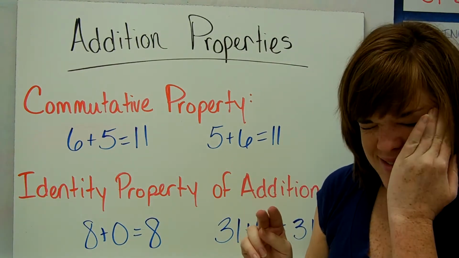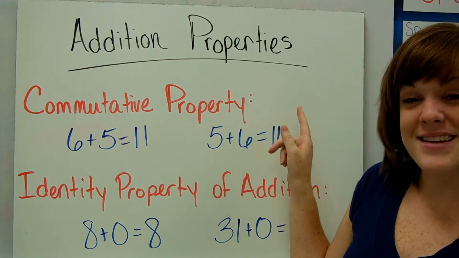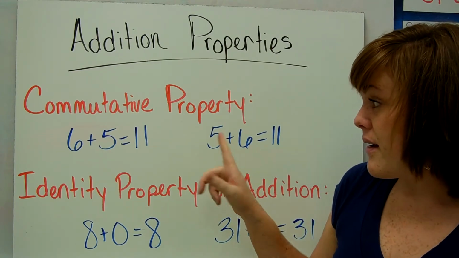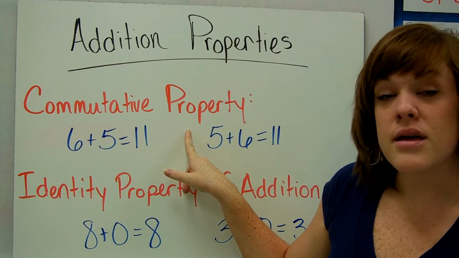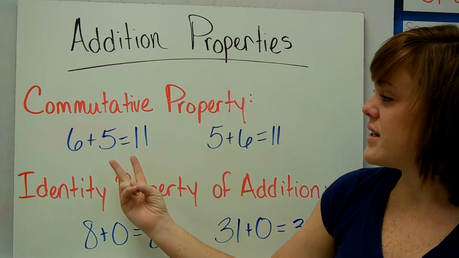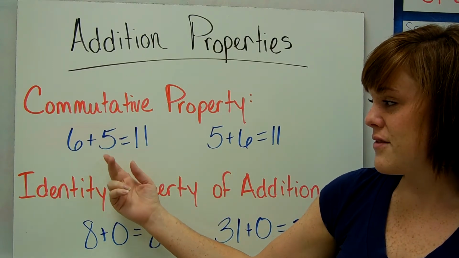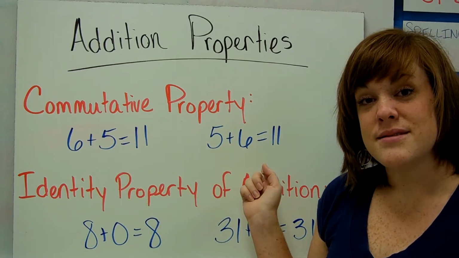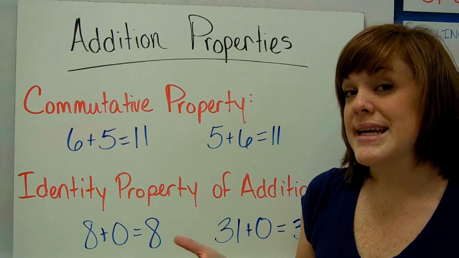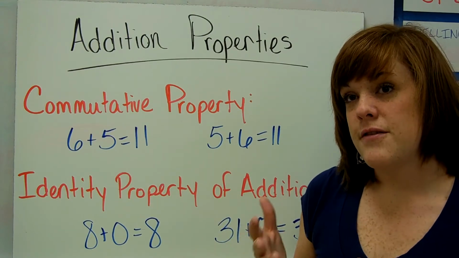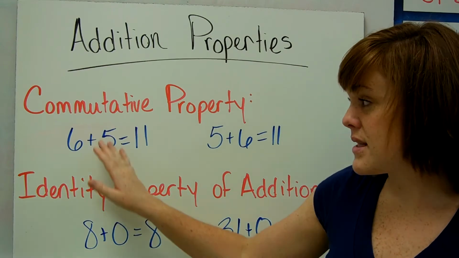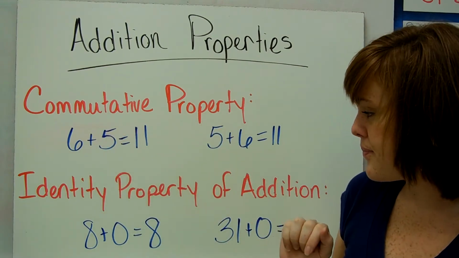There are two properties of addition that you need to also make note of in your notes. The commutative property, which is just saying that 6 plus 5, which is 11, is the same as 5 plus 6, which is also 11. So in addition, we can flip-flop the order we add things in, and it will be the same. So that's the commutative property.